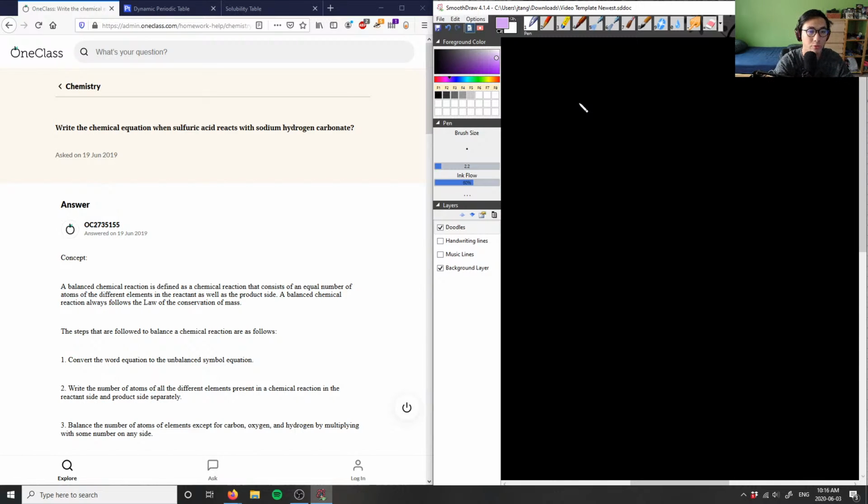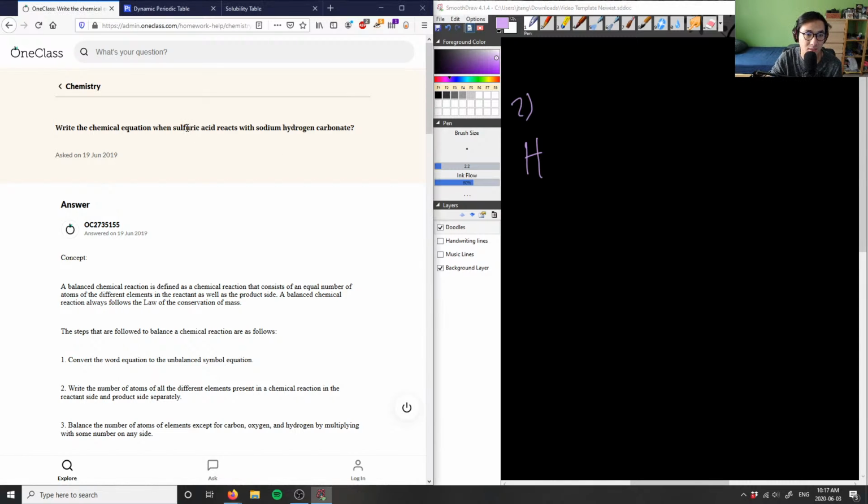Okay. It says here, write the chemical equation when sulfuric acid reacts with sodium hydrogen carbonate. So we have sulfuric acid, and we have sodium hydrogen carbonate. I think they meant to write sodium bicarbonate, but that's okay. So what we're going to do is first write the chemical equation, right? We have sulfuric acid, which we know here is an acid. So we know that we have some type of H.